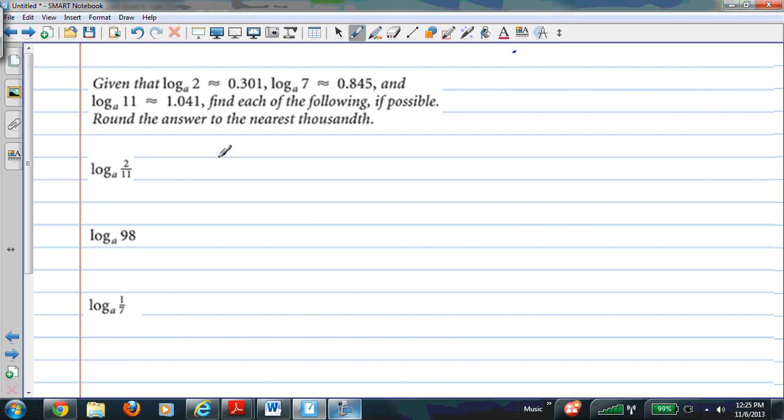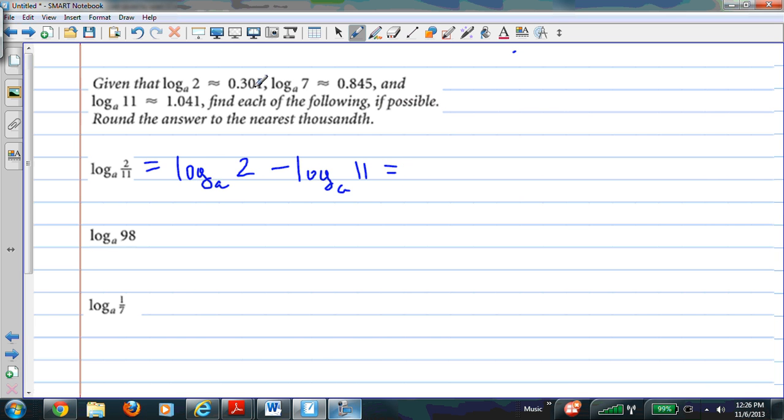Okay, so I really don't know what a is in this case. I mean, I can solve for a, but I'm not going to. It's irrelevant for this problem, because all I have to do is evaluate log base a of 2/11. I don't know what a is, but I know what log base a of 2 is, and I know what log base a of 11 is. So I can use my laws of logarithms to split this into log base a of 2 minus log base a of 11.